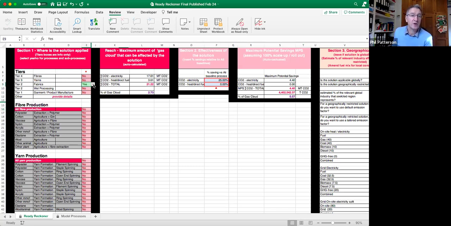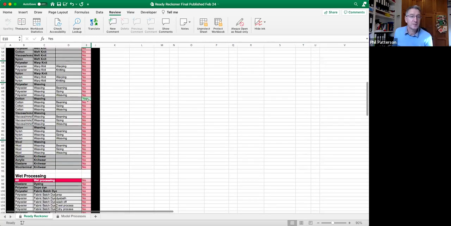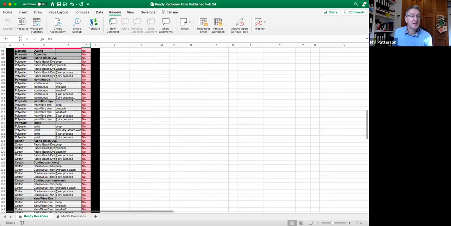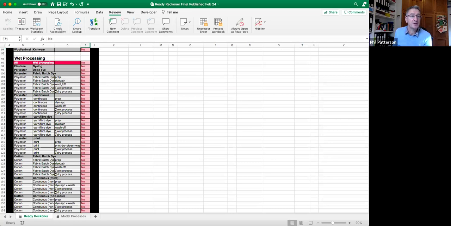So again, we need to make sure we've got the right boxes ticked. For information only here, we are putting in wet processing. And then in terms of wet processing, we look here at the polyester fabric batch dye, and we are looking at the wash off. So we select the wash off only. We select the sub-process. We don't have to select the main headline one. It's the wash off only. Now, of course, polyester can be dyed in fabric form. It can be dyed in yarn form. So we need to select the yarn and fiber dye as well.